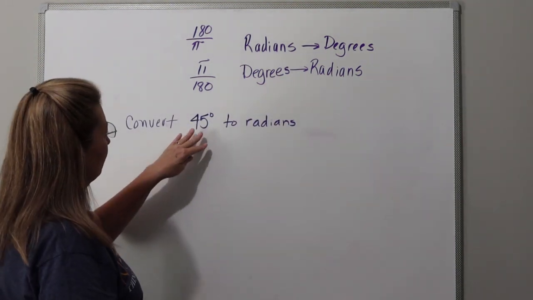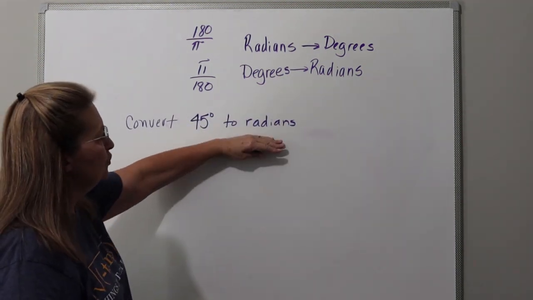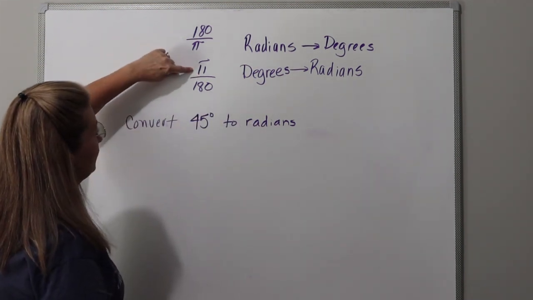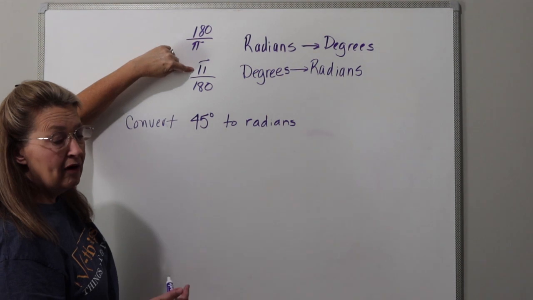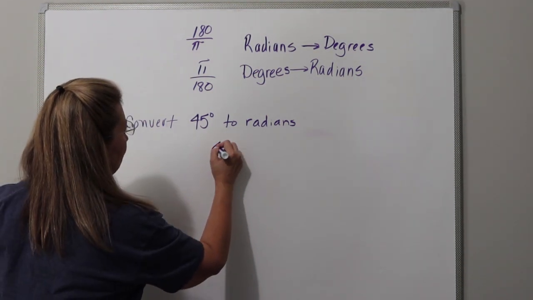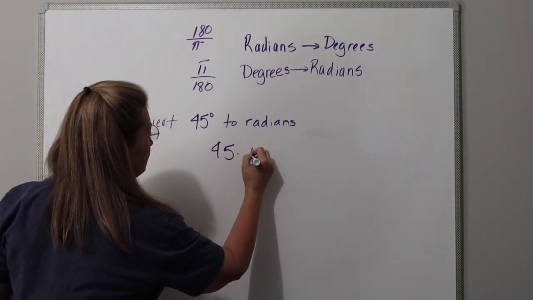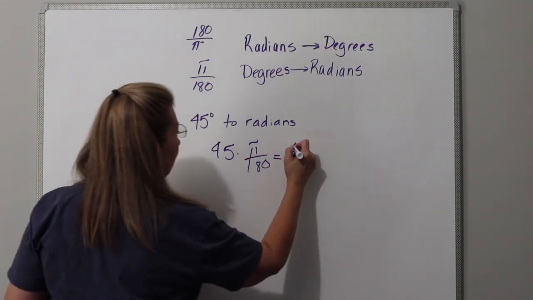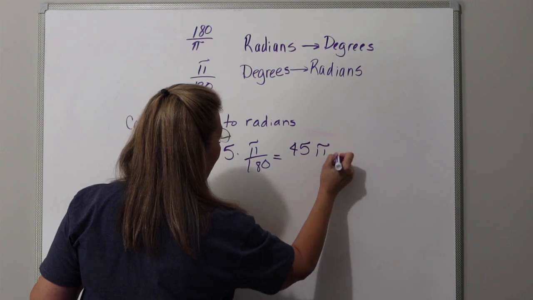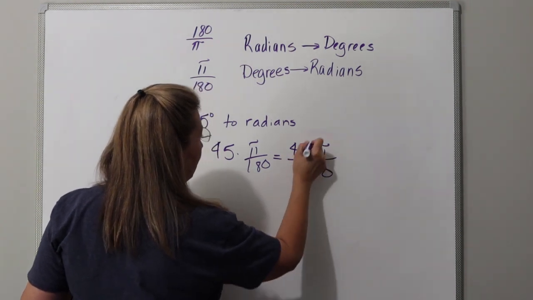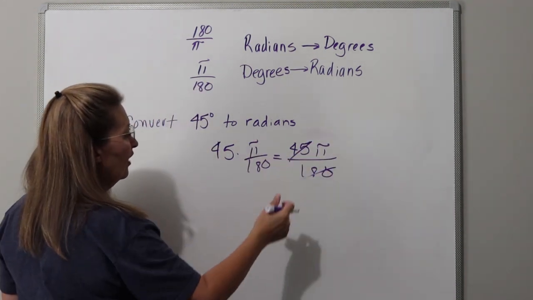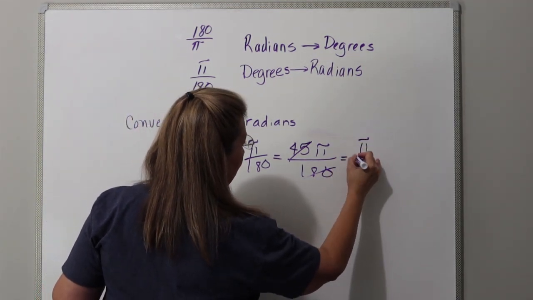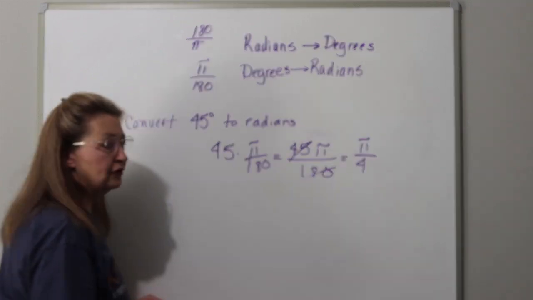Okay, let's look at how to convert from 45 degrees to radians. Since you're going to radians, you're going to use the one with radian or pi on top. So 45 times pi over 180. Multiply across the top, gives you 45 pi over 180. Now this will reduce down. 45 will actually go into 180 4 times, so you wind up with pi over 4.